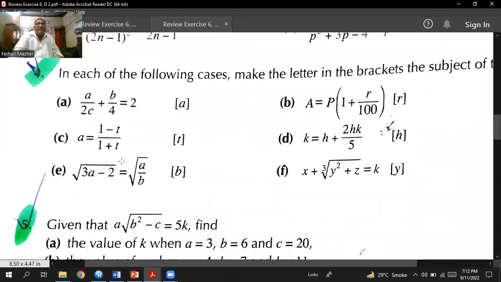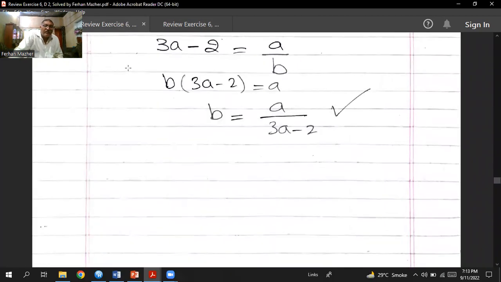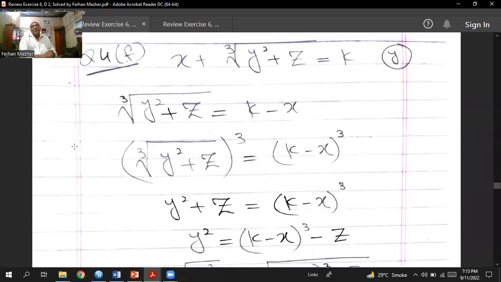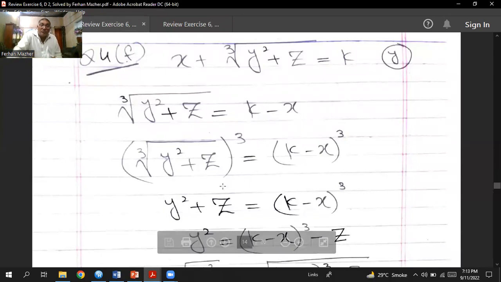Okay, so we are on question number 4, and it's F part. It says x plus the cube root of (y squared plus z) equals k. So I want y to be the subject of the formula. So very simple. The cube root of (y squared plus z) equals k minus x. So I will take the cube on both sides to get rid of the cube root.